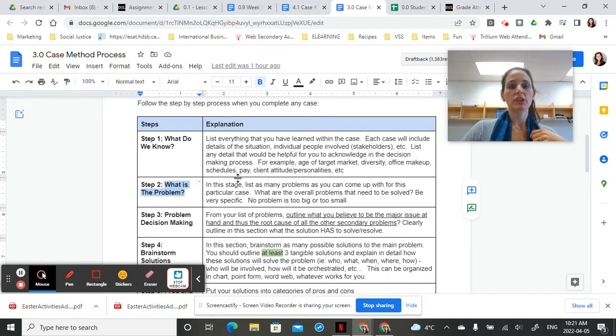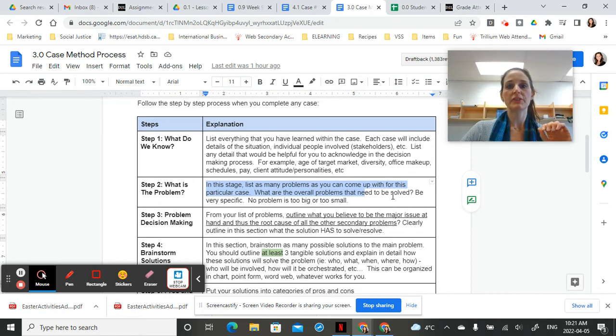Okay. Second section is what is the problem? From all of this information, you are going to list as many problems as you can come up with that's gleaned from this particular case. So what are the overall problems that need to be solved? Be really specific. No problem is too big or too small. You want to make sure that you are really highlighting all of the problems.